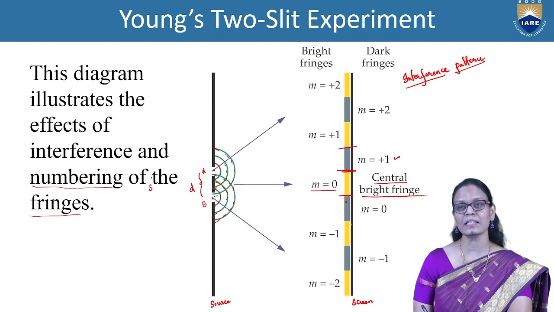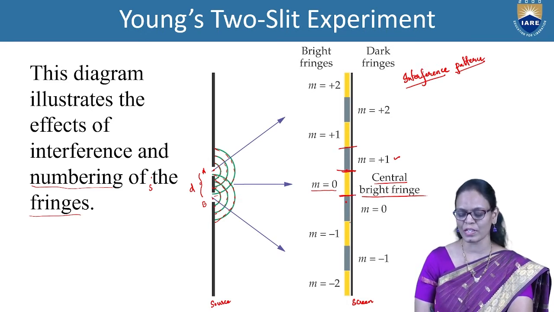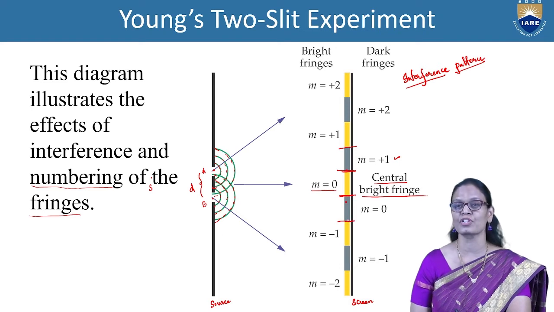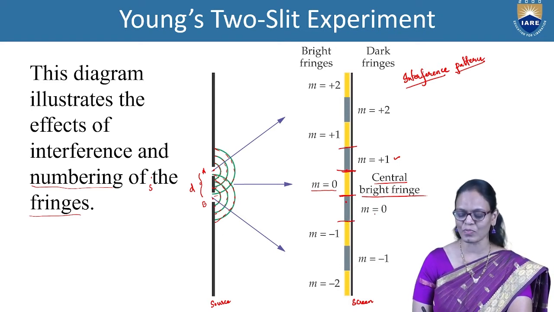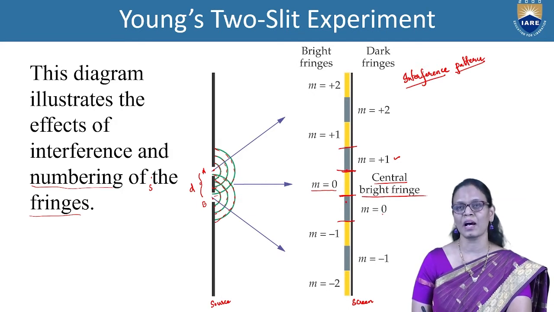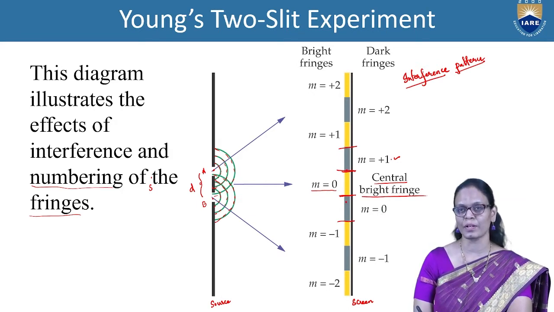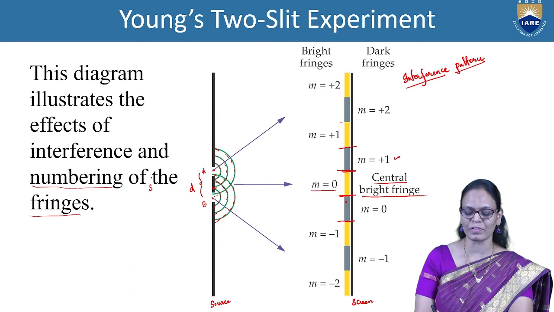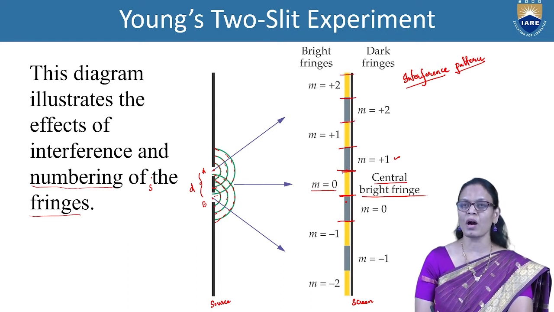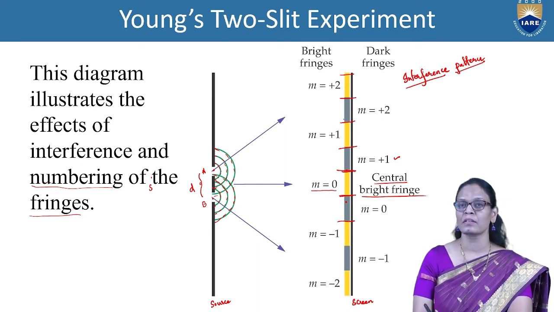So on either side of the central bright fringe, you have dark fringes. This is again the second dark fringe here. In some cases, we will write the first dark fringe as 0. So this is +1 and then you will have -1 on the other side. After the dark fringe, you will again have a bright fringe, then a dark fringe, a bright fringe. So how are we numbering them? Let us now focus on this numbering.